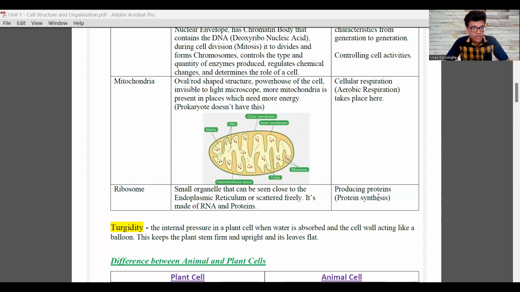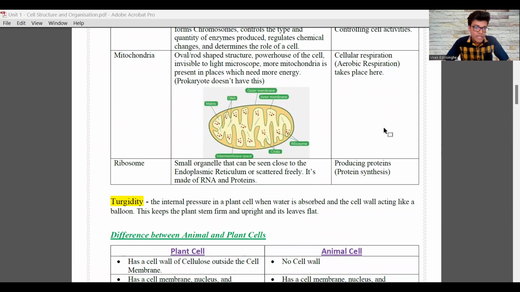Coming on to mitochondria, which is the oval rod-shaped structure, also known as the powerhouse of the cell, invisible to a light microscope, and more mitochondria is always present in places which need more energy. The only organism that doesn't have this is the prokaryote category. The main function of mitochondria is that cellular respiration, or aerobic respiration, takes place in this organelle.